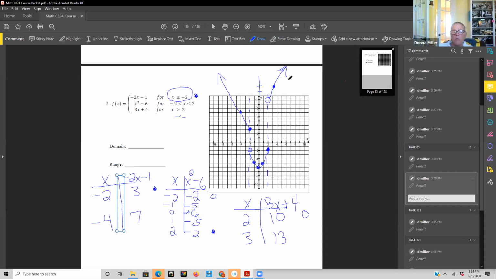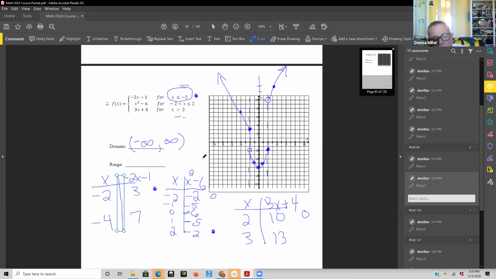All right, so what I've done, I've just graphed it. Okay, you can see I got one piece to the left, one piece in the middle, one piece to the right. The domain of this, pretty much if you look at this, it's all real numbers because it covers everything. It covers all numbers less than -2, between -2 and 2, and bigger than 2. So you see that every single x value is covered. The domain is all reals.